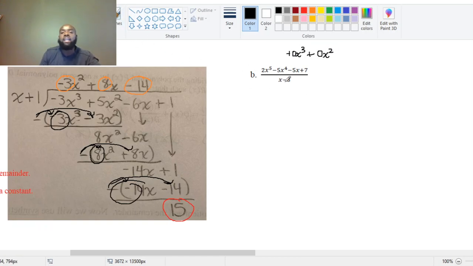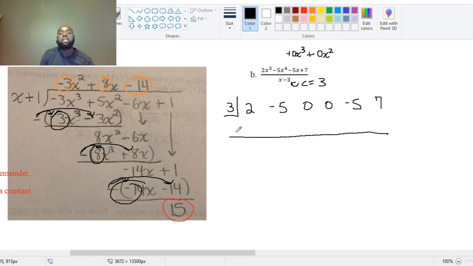So when I set up my long division chart, here my c is 3, right? Because that's what I'm subtracting from the x. So that means c equals 3. So in synthetic division, I'm going to put my 3 out here. Then I'm going to put my coefficients. I have a 2, a negative 5, a 0, a 0, a negative 5, and a 7. Leave some space, bring down the 2, and let's start synthetic division.